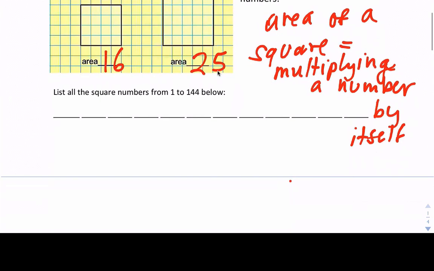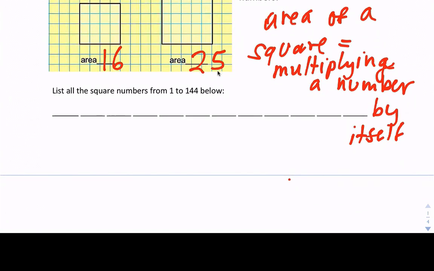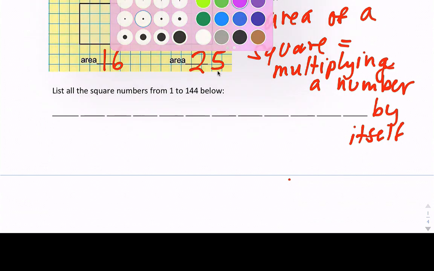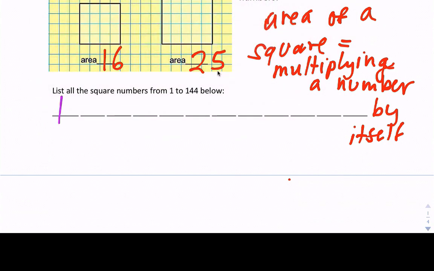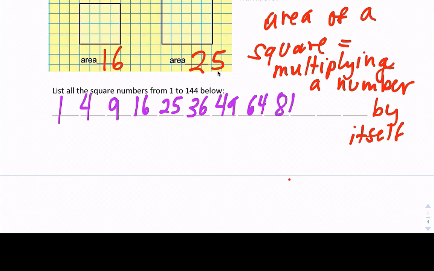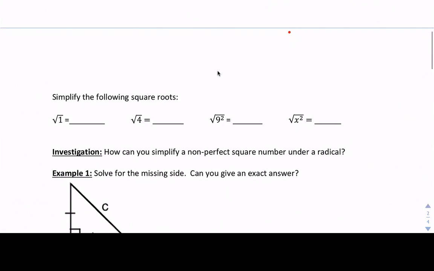Alright, so then in class we talk about all the square numbers from 1 to 144. So 1 times 1 is 1, that's a square number. 2 times 2 is 4, that's a square number. 9, 16, 25, 36, 49, 64, that's 8 times 8, 9 times 9 is 81, 100, 121, and 144. So you should be able to recognize these numbers pretty easily as we simplify our square roots. So let's get into it.